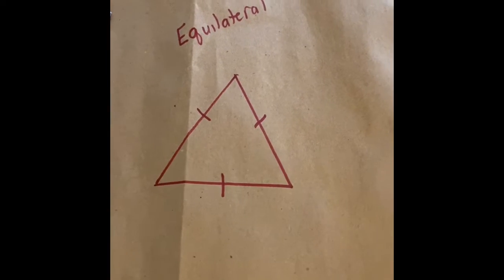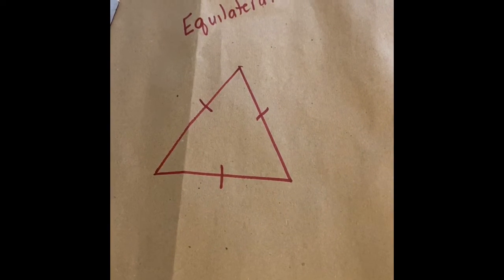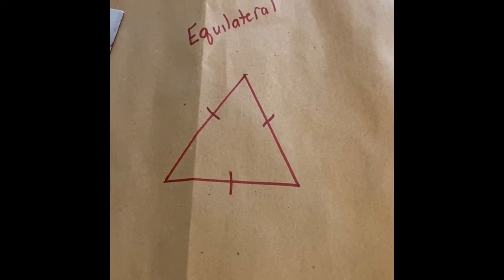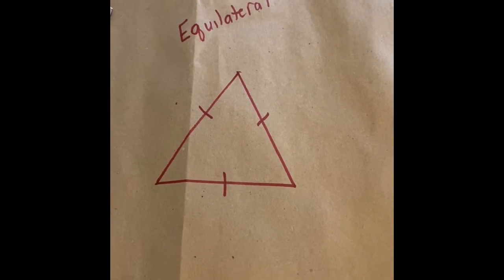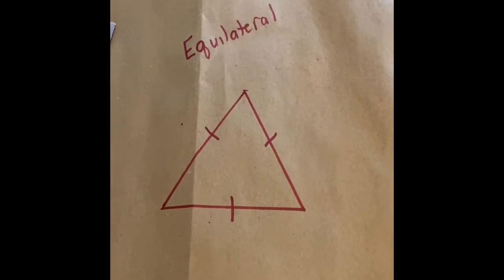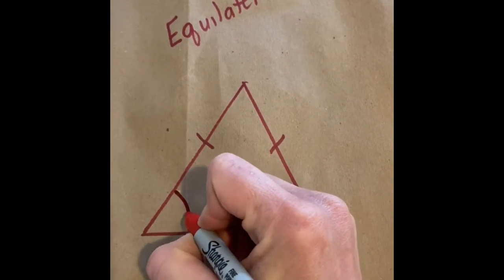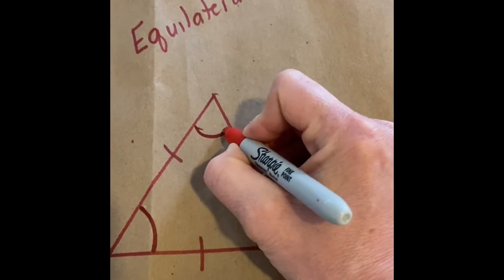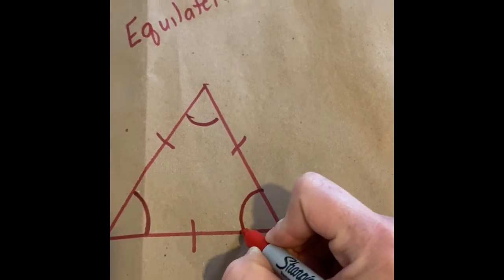The second triangle that we're going to look at is the equilateral triangle. And the equilateral triangle has three sides that are the same. And if all three sides are equal, then all the angles are equal as well. So this angle, and this angle are all equal.